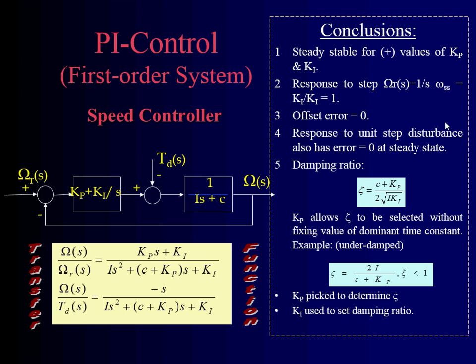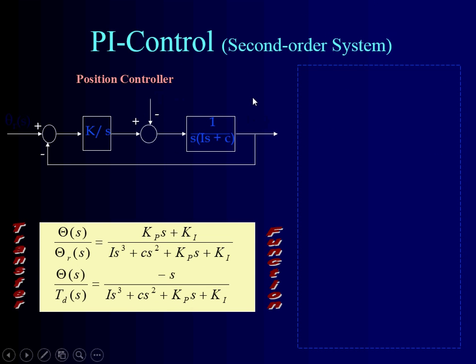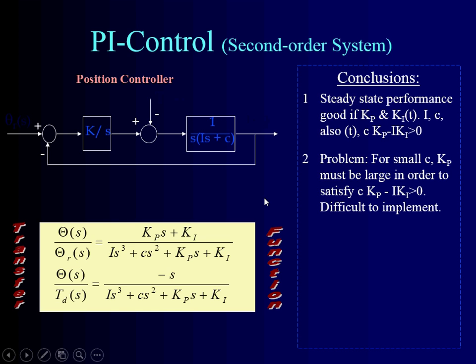So this is the way we'll implement the damping ratio. So PI controller, you have a transfer function like this, one for the position, the other one is in regards to the disturbance. Steady state performance is good if K and K sub I are bigger than 0.